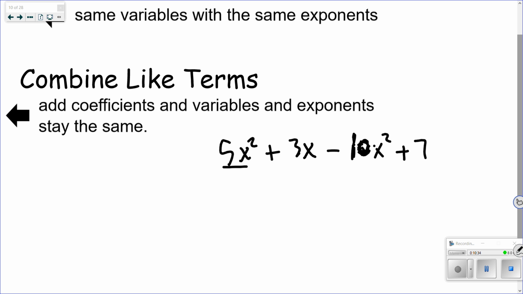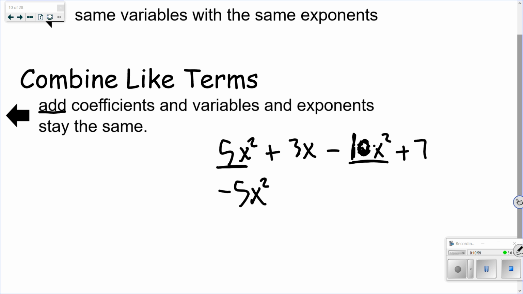So 5x squared and 10x squared are like terms. That means I can combine them, right? I can add or subtract them. I add the coefficient, or the number in front. So I have to go 5 minus 10. 5 minus 10 is a negative 5. The x squared never changes. You do not change the variable and exponent when you're combining like terms. So it'll be negative 5x squared. That's those two combined together, 5 minus 10.